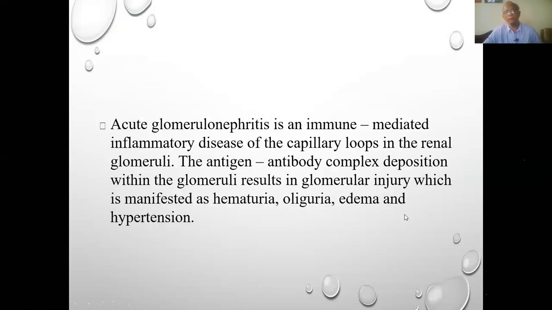Acute glomerulonephritis is an immune-mediated inflammatory disease of the capillary loops in the renal glomeruli. As we have already shown you, that is the structure of the glomerulus, and the antigen-antibody complex is deposited within the glomeruli, resulting in glomerular injury, which is manifested as hematuria, oliguria, edema, and hypertension. So these are the features of acute glomerulonephritis.